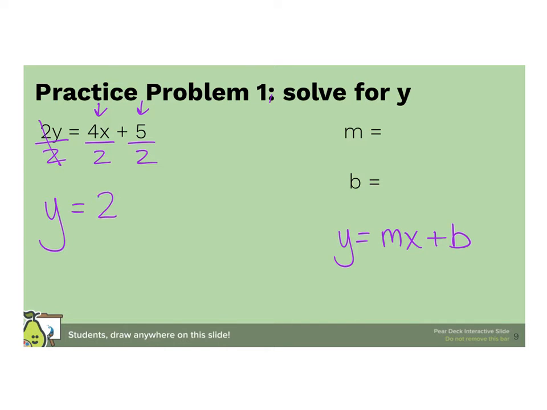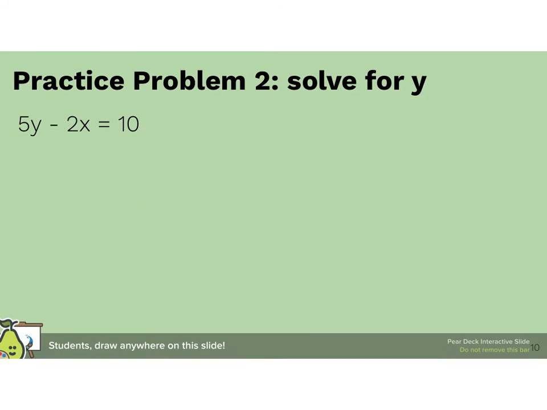4 divided by 2 is 2. Don't forget the x. And then I have a fraction here, 5 over 2. So my m is the 2 and my b is the 5 halves. So on the exit ticket, that's what I would enter into my Google form. So this one was a little easier because we only had one step.